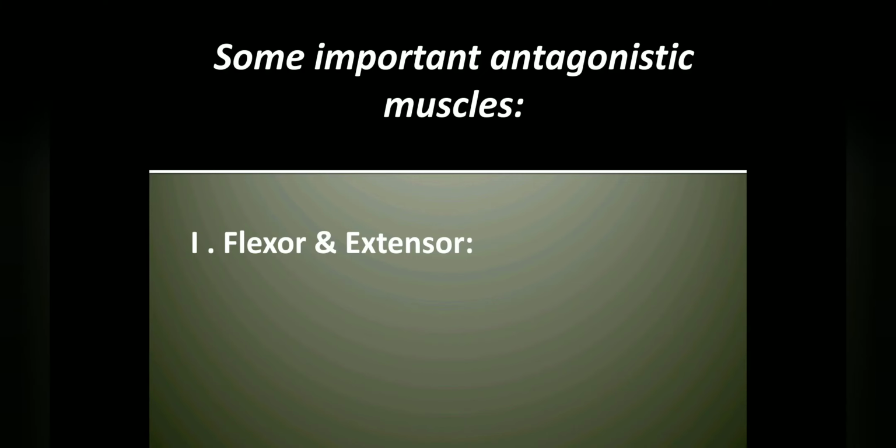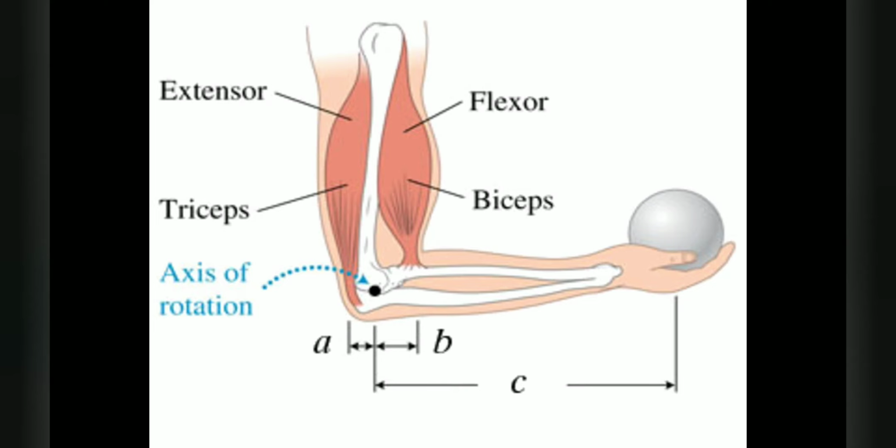And now let's see some important antagonistic muscles which are present in our body. First one is flexor and extensor. Just now I told you. Flexor muscles on contraction result in bending or you can say flexion of a joint. That means it brings about folding. Example is biceps. An extensor muscle on contraction results in straightening or extension of a joint. Example is triceps.